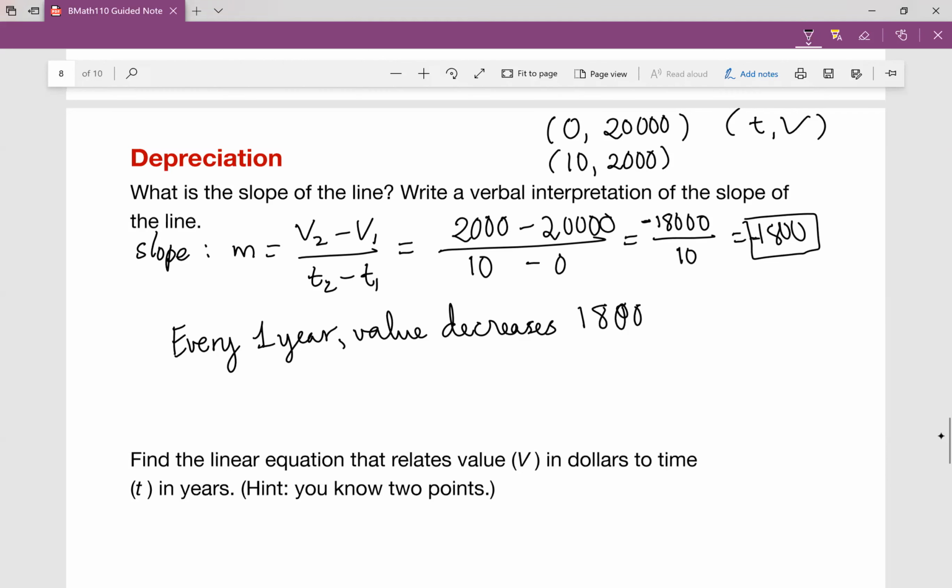So since it's negative, the value decreases $1,800. Okay, so find the linear equation.